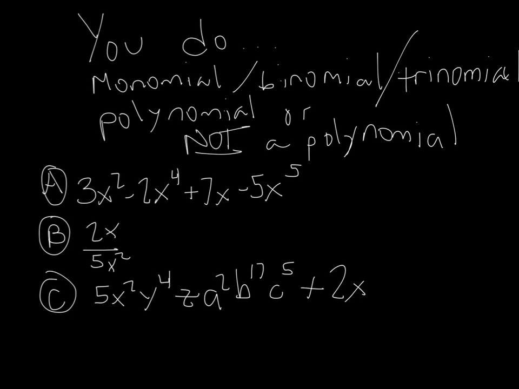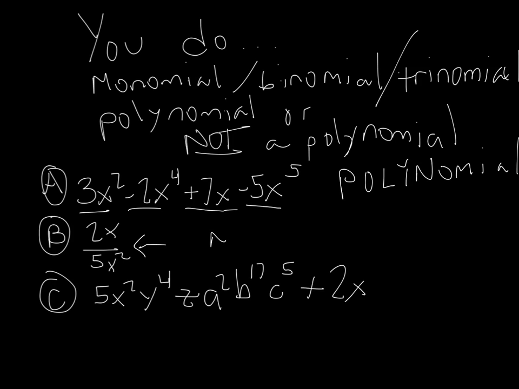Welcome back. All right, so question A. This has 1, 2, 3, 4 terms. Those 4 terms make this a polynomial. All right, you're not going to call it a quadnomial. It's just known as a polynomial. All right, the next one has division of a variable, which means this is not a polynomial. It cannot be because you cannot divide by the variable.